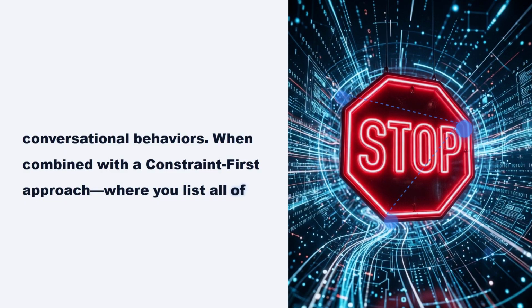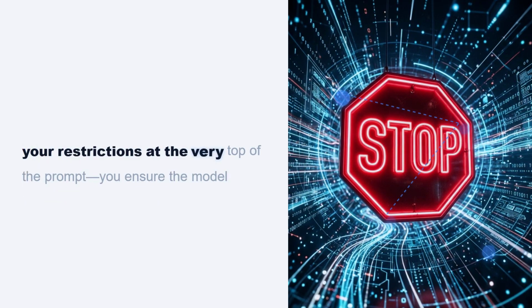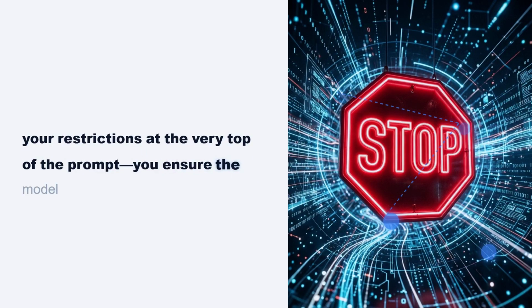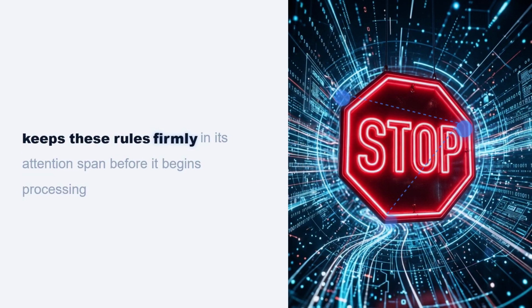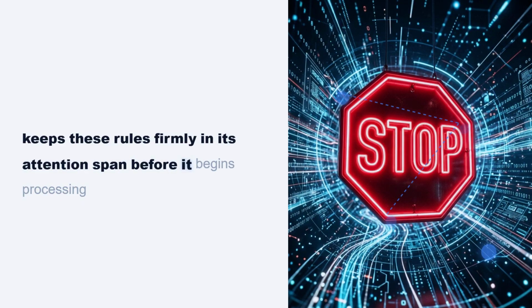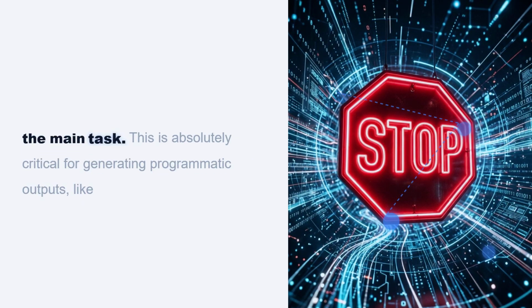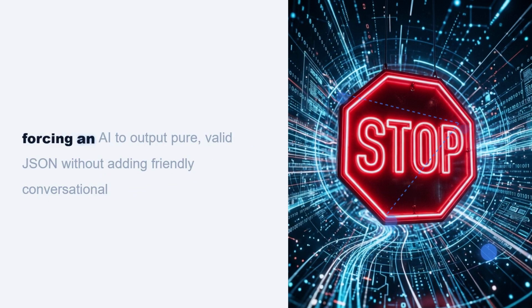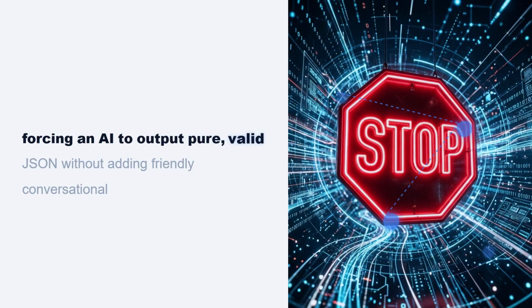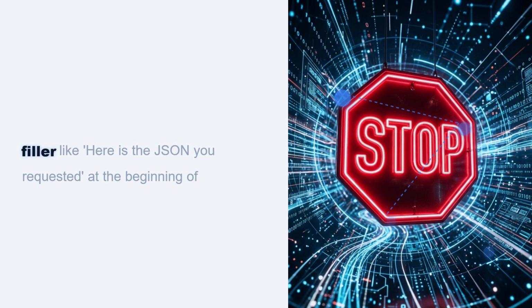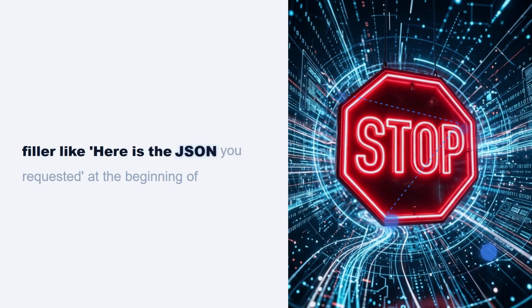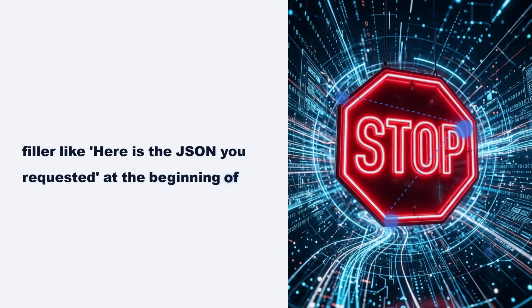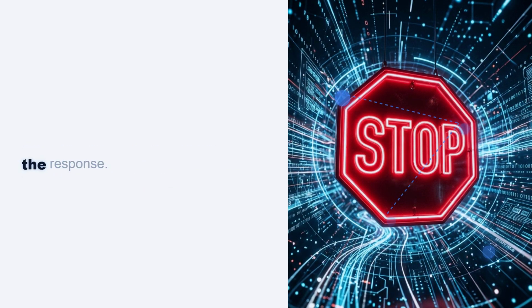When combined with a constraint-first approach, where you list all of your restrictions at the very top of the prompt, you ensure the model keeps these rules firmly in its attention span before it begins processing the main task. This is absolutely critical for generating programmatic outputs, like forcing an AI to output pure, valid JSON without adding friendly conversational filler like, here is the JSON you requested, at the beginning of the response.